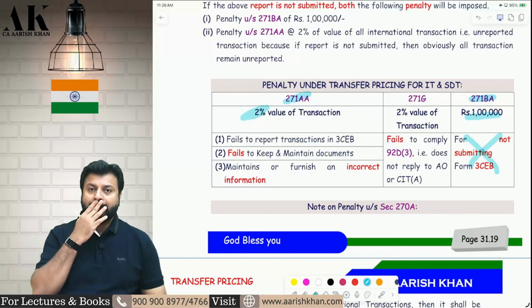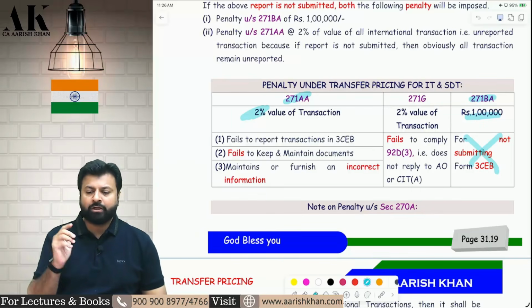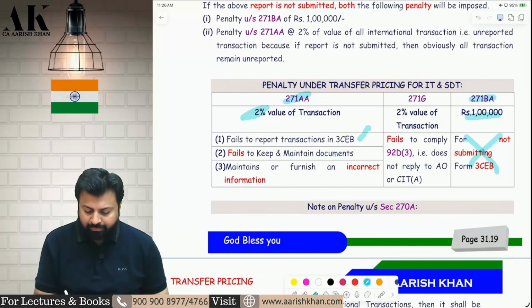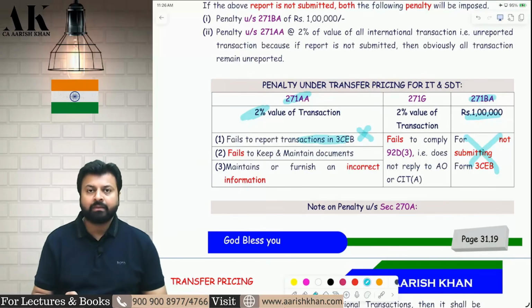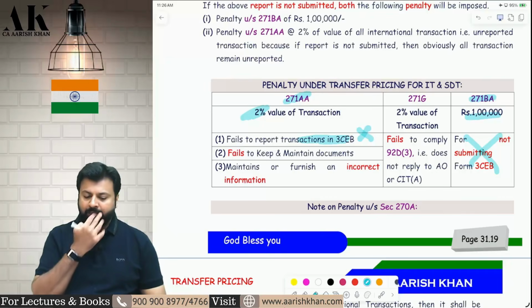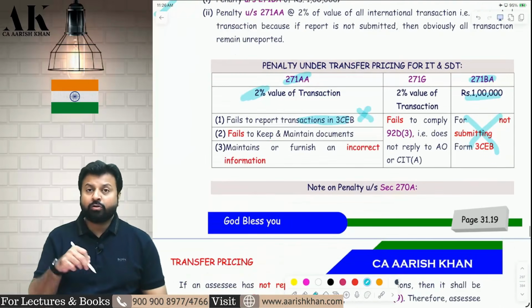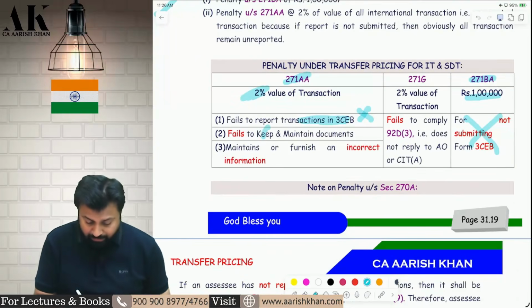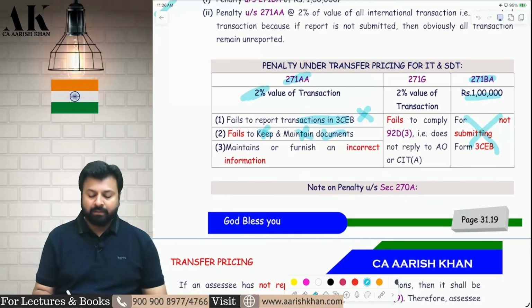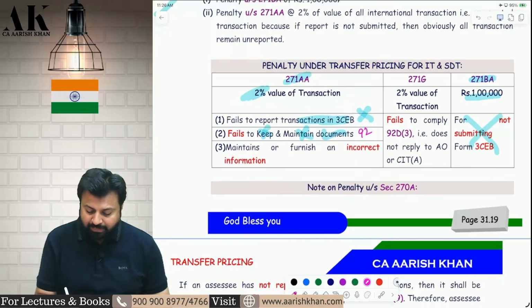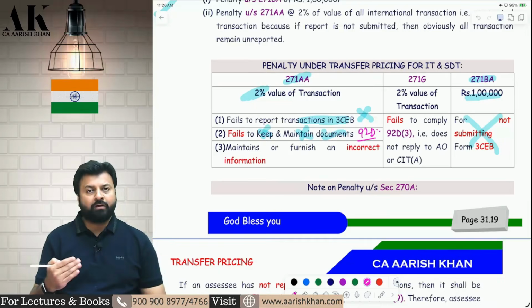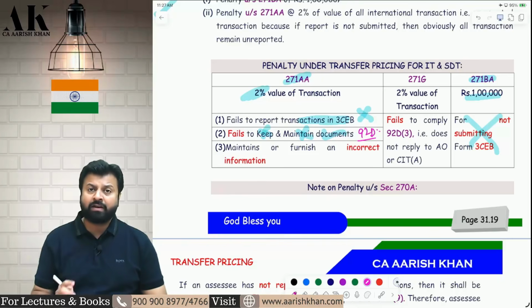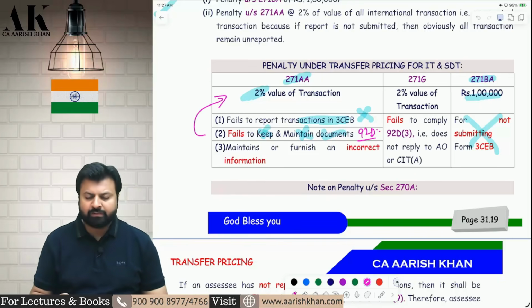Now 271AA can be imposed because of 3 reasons. One reason I have already told. First reason is if you fail to report a transaction in Form 3CEB, then 271AA will be imposed. Now there are 2 more reasons. Second is failure to keep and maintain documents as per 92D. In 92D, you have to maintain a lot of documents and information. If you fail to maintain and keep the documents for 8 years from the end of the relevant EY, a penalty of 2% of the value of the transaction can be imposed.